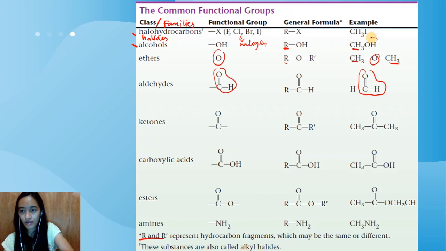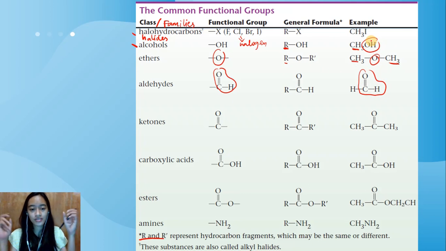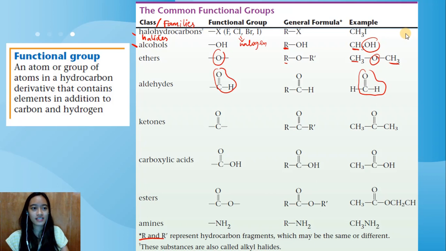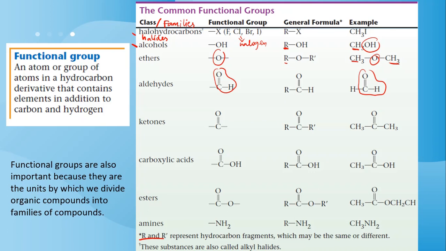For alcohols, there's always this. So functional groups, again, is an atom or a group of atoms in a hydrocarbon derivative that contains elements in addition to carbon and hydrogen. Functional groups are also very important because they are the units by which we divide organic compounds into families of compounds.